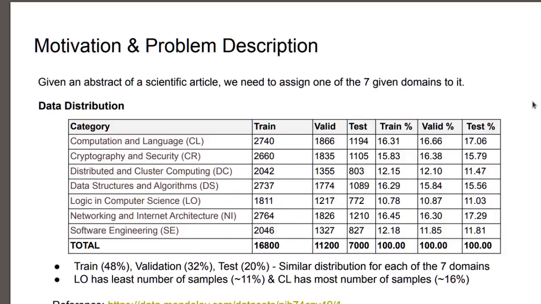This dataset was provided by the HDPRA team. It has a total of 35,000 instances, out of which 48% constitute the training set, 32% constitute the validation set, and the remaining 20% is the test set. If we go by count of individual categories, we see the yellow category has the least number of samples and the CL category has the most number of samples.